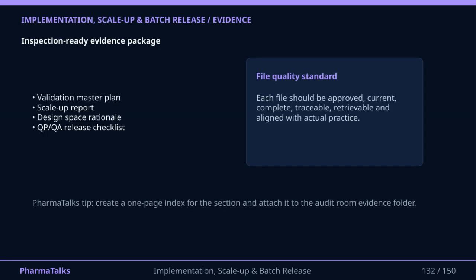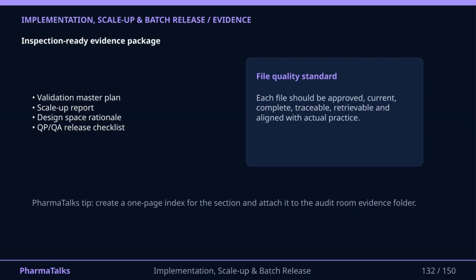Now let's focus on the implementation, scale up, and batch release phase, and the importance of having a solid, inspection-ready evidence package. This package is crucial for demonstrating compliance and ensuring that all processes are well documented and transparent. Key components include the validation master plan, which outlines the overall approach to validation activities, the scale-up report detailing how the process is expanded from lab to production scale, and the design space rationale, which explains the scientific reasoning behind process parameters. Additionally, the QP or QA release checklist confirms all quality requirements are met before batch release.